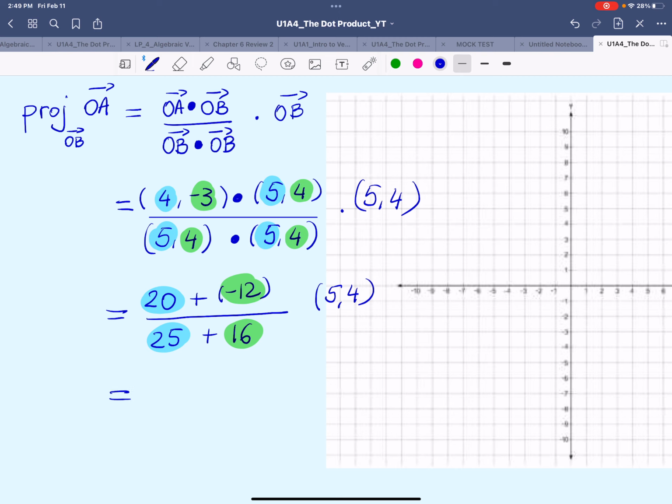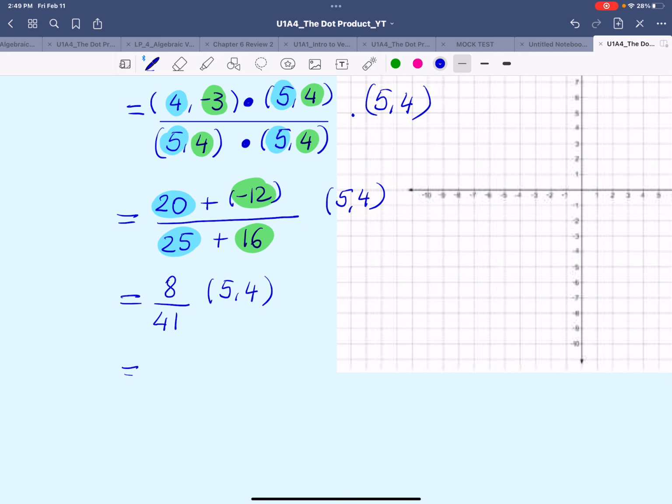So simplify: 20 plus negative 12, that's 8. 25 plus 16, that's 41. And then (5, 4), which means that the projection will be 8/41 of the vector (5, 4). So multiply: 8 times 5 is 40 over 41, comma, 8 times 4 is 32 over 41. So these will be the coordinates of the projection of vector OA onto vector OB.